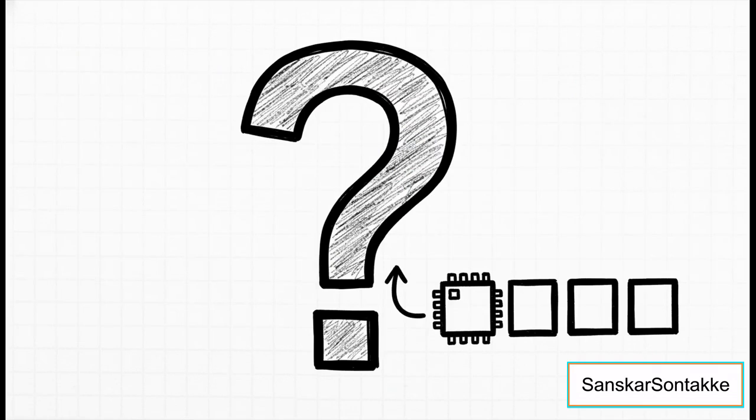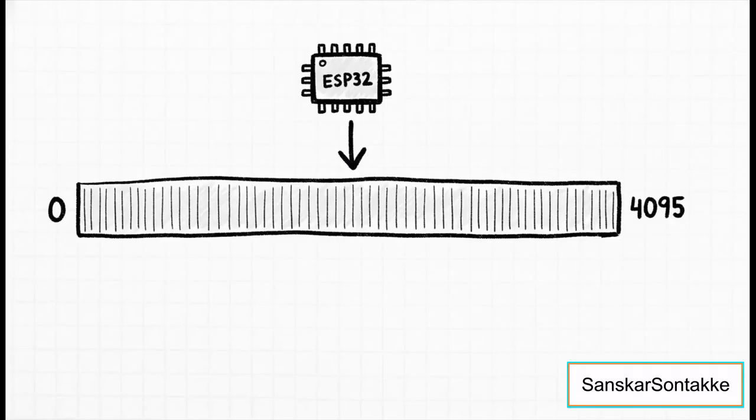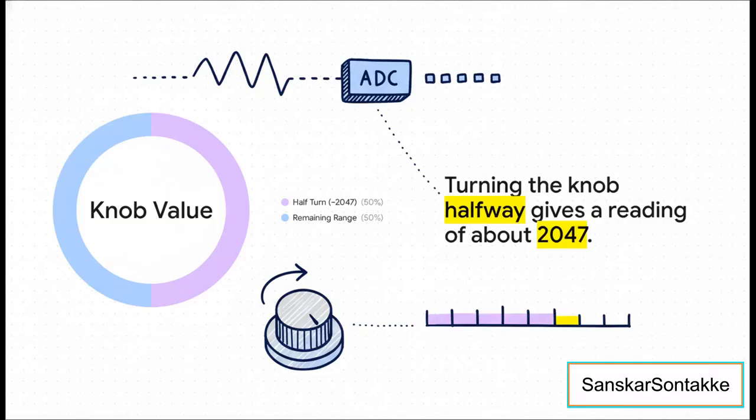Okay, so the ESP32 gets a number. But what kind of number are we talking about here? It can go all the way up to 4095. That's the maximum value it can possibly read. Yep, it reads a massive range from 0 all the way to 4095. That is some serious precision. In the real world, this means if you turn the knob about halfway, you get a reading around 247.